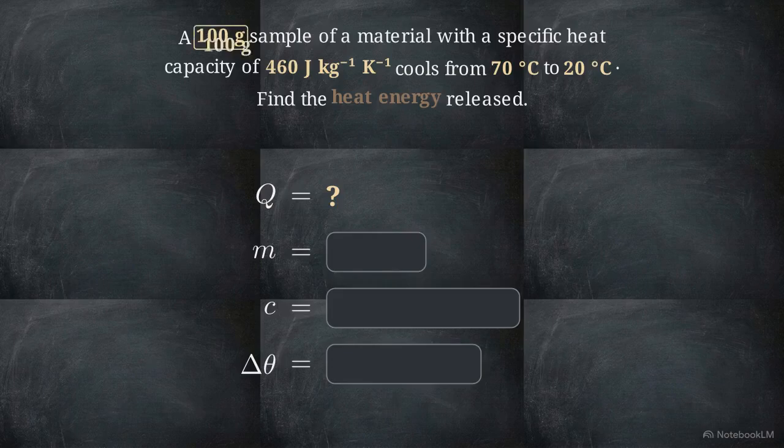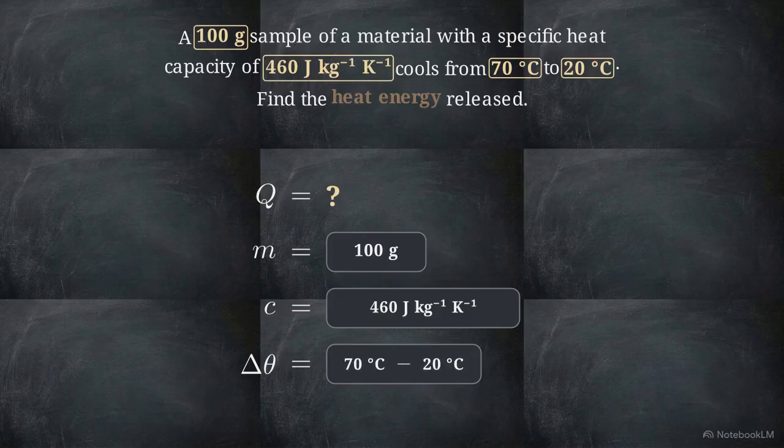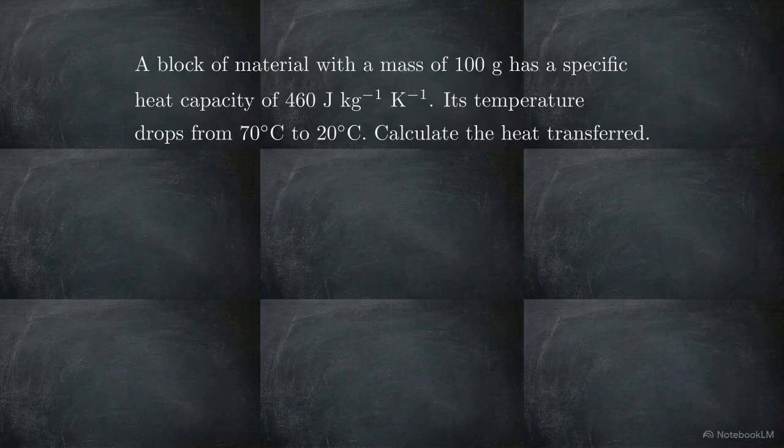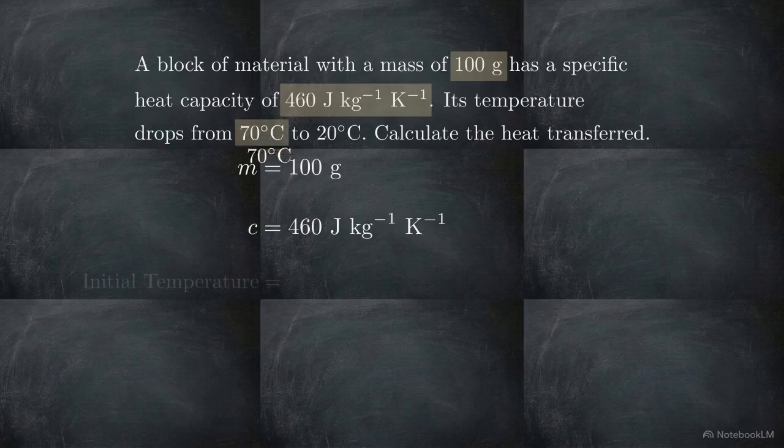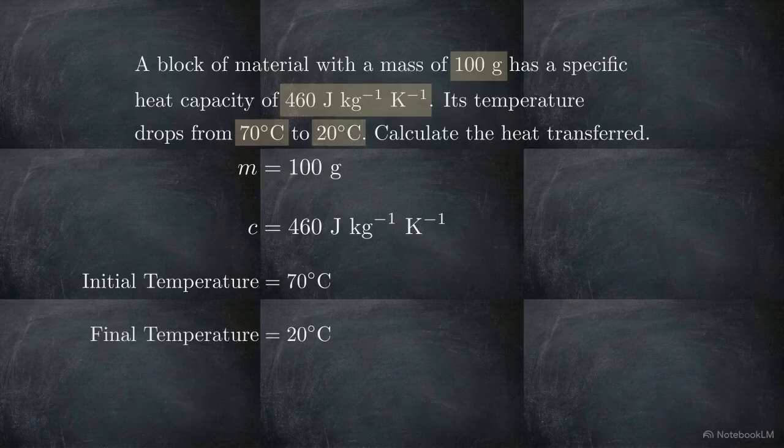change in temperature. Solving this is a matter of accurately identifying which values from the text fit into these four specific variables. Let's pull the data directly from the prompt to build our list. The mass is 100 grams. The specific heat capacity is 460 joules per kilogram per Kelvin, and our starting temperature is 70 degrees Celsius, falling to a final temperature of 20 degrees.